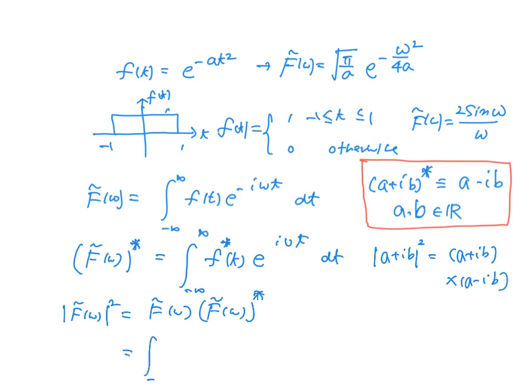So it's integration from minus to infinity. We have two integrals. One is f(t), and the other one is f(t prime) complex conjugate, with exponential minus i omega t and exponential i omega t prime, dt prime. So I'm going to continue this integral. So just remember that.